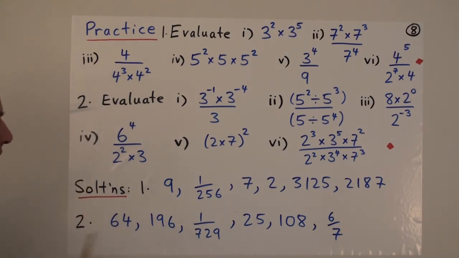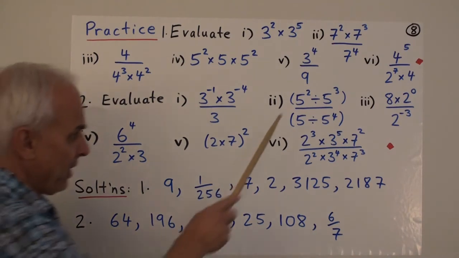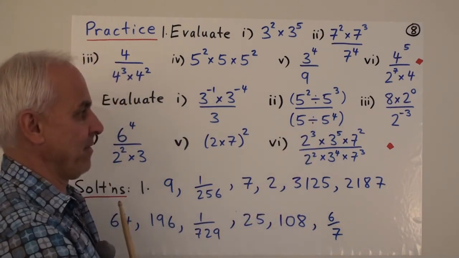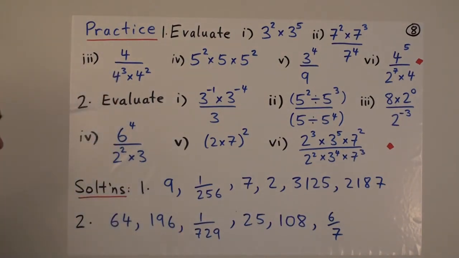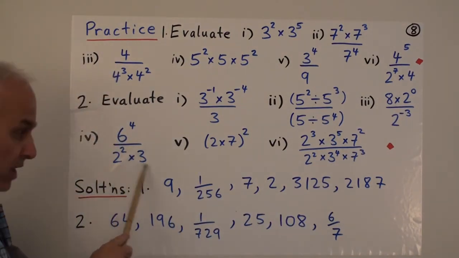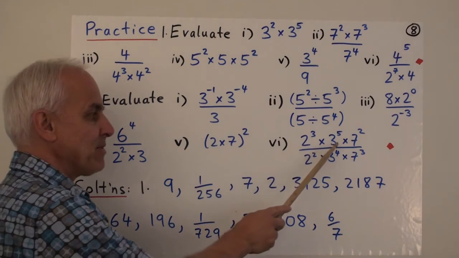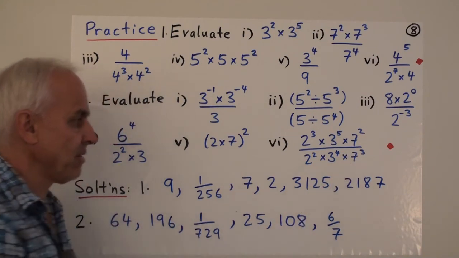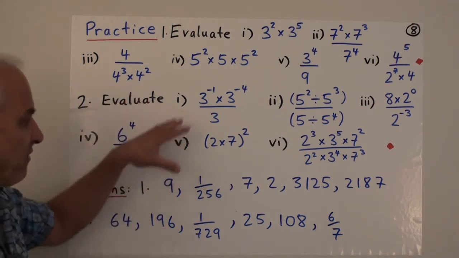And the second question, evaluate these expressions. 3 to the minus 1 times 3 to the minus 4 divided by 3. 5 squared divided by 5 cubed divided by 5 divided by 5 to the 4th. 8 times 2 to the 0 divided by 2 to the minus 3. 6 to the 4th divided by 2 squared times 3. 2 times 7 squared. And 2 cubed times 3 to the 5th times 7 squared divided by 2 squared times 3 to the 4th times 7 cubed. There are some answers.